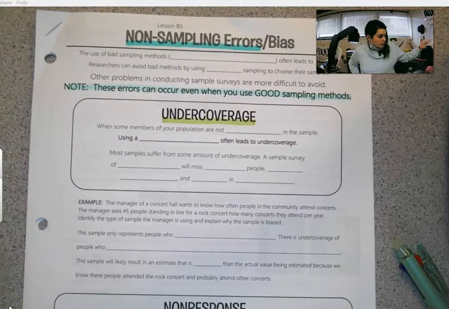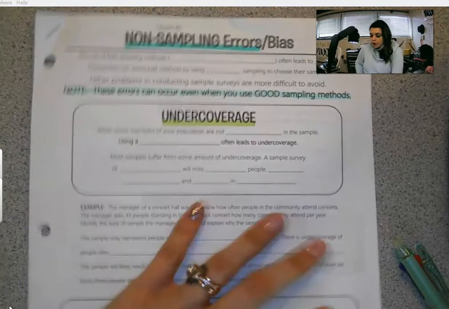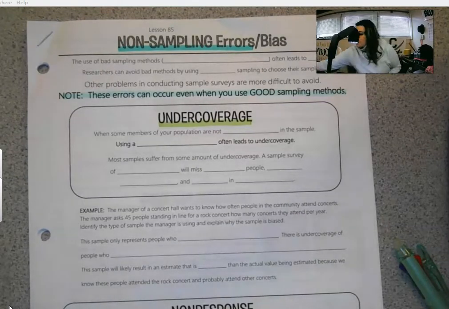This is the last lesson, lesson 85 for Unit 8. We are going to finish up this unit by talking about errors that can happen even when you sample well. So it may be a good idea to just revisit the unit very quickly.